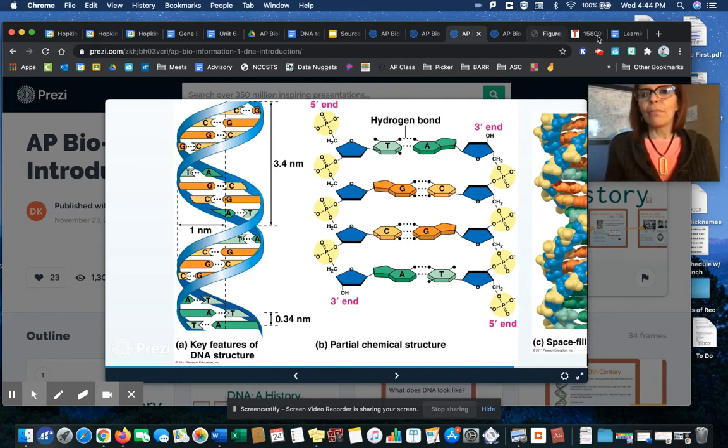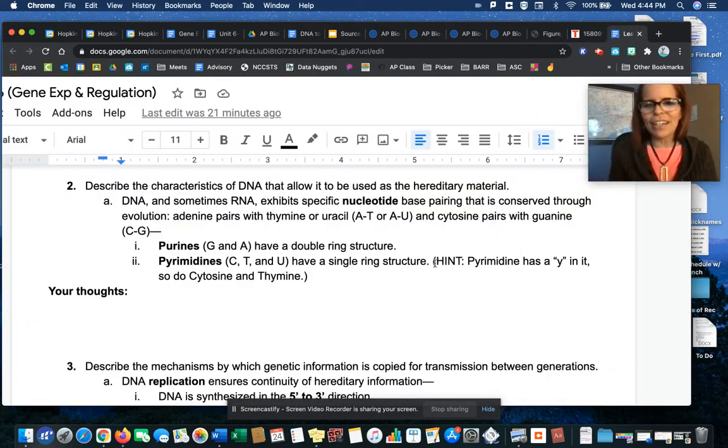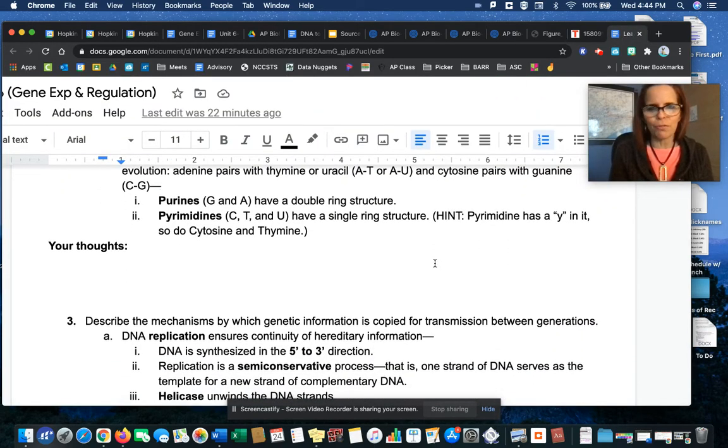All right, getting back to our learning targets. I hope my computer is not going to be too glitchy. I'm going to be super frustrated.